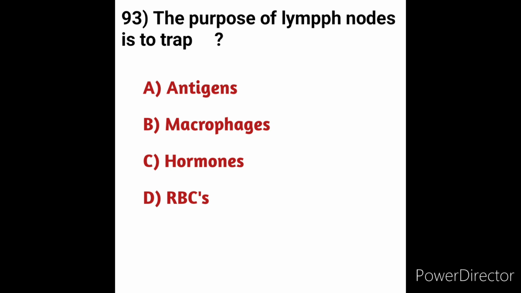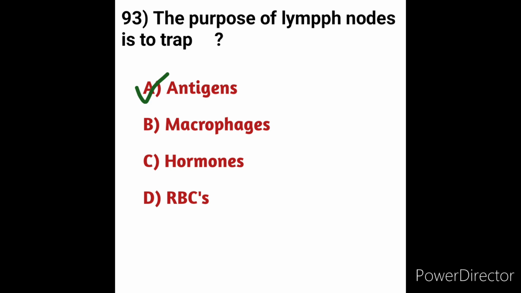Functionally, lymph nodes are divided into T and B lymphocyte zones. Lymph nodes act as a filter. They trap or destroy anything harmful that the body does not need. Inside the lymph nodes are white blood cells, also called lymphocytes. These white blood cells attack and break down bacteria, viruses, damaged cells or cancer cells. So it acts on antigens. So here option A, antigen, is the correct answer. The purpose of lymph nodes is to trap antigens.